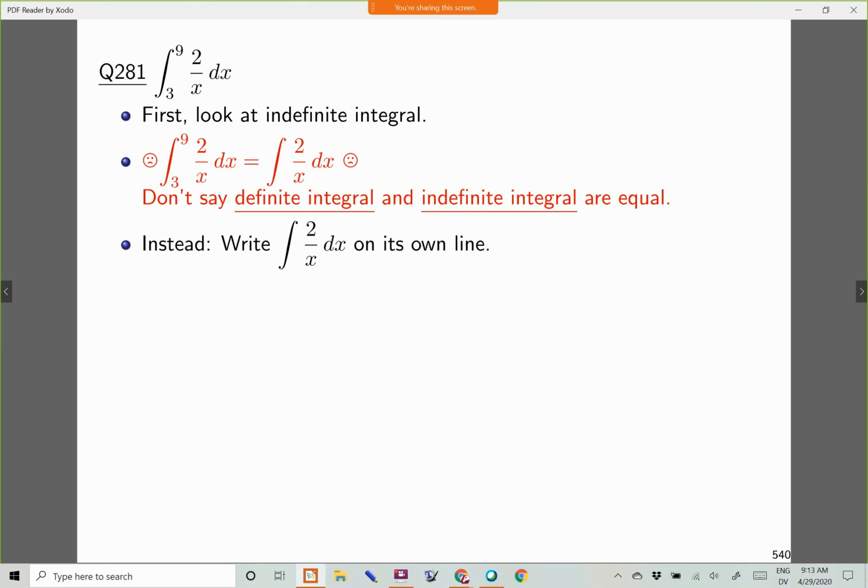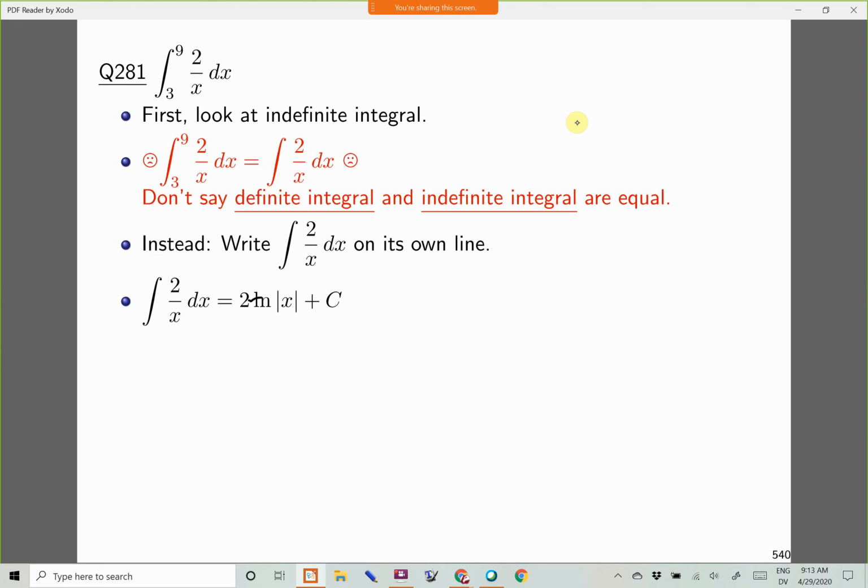So just write this next step on its own line, so that you have no temptation of writing an equal sign next to the thing. So integral of 2 over x dx on its own line. Here it is, integral of 2 over x dx. And this ends up being, well, you can bring the 2 in front if you want. Then you need to integrate 1 over x, which is going to be ln of absolute value of x plus c.